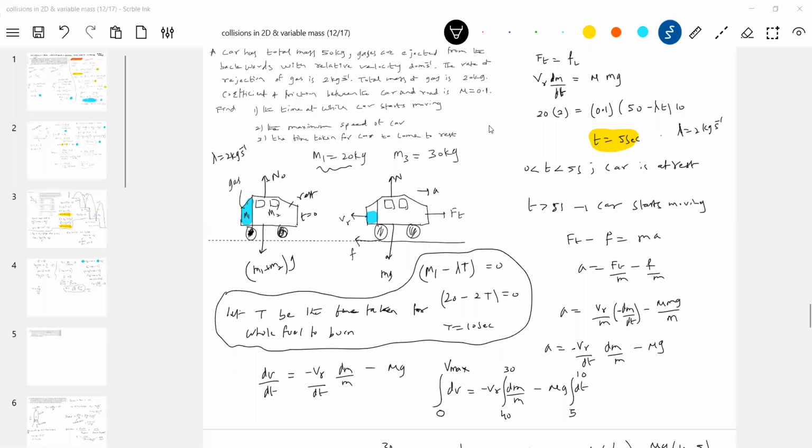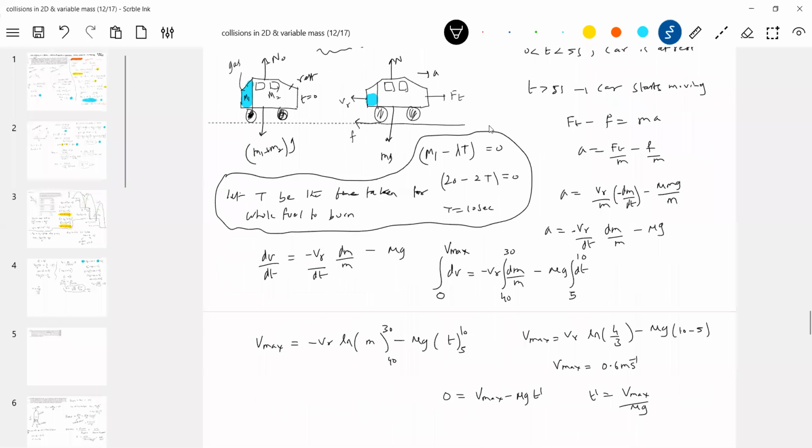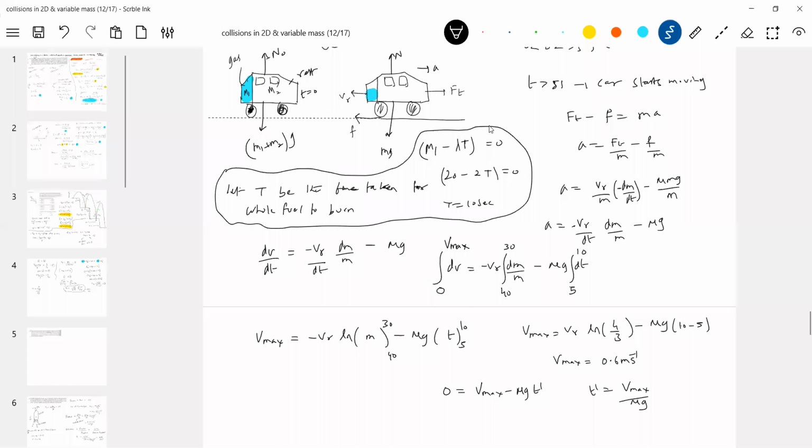The last thing is the time taken for the car to come to rest. Because after this, what happens? No longer will thrust force act. Only friction force will act.